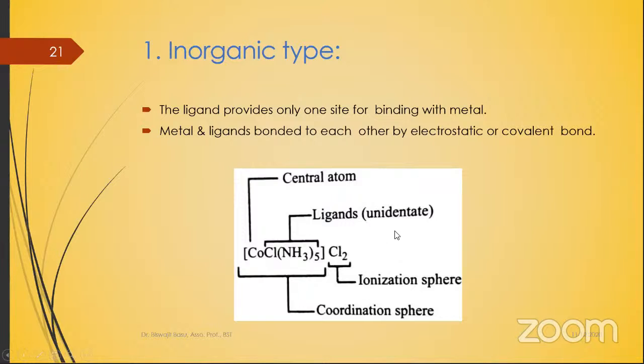In this case, the metal ion and ligand are bonded to each other by covalent bond, also known as electrostatic bond. This will come in the MCQ: in inorganic type complexes, metal and ligand are bonded to each other by hydrogen bonding, covalent bonding, coordinate bonding, or dipole-dipole bonding. So the true answer is covalent bonding.